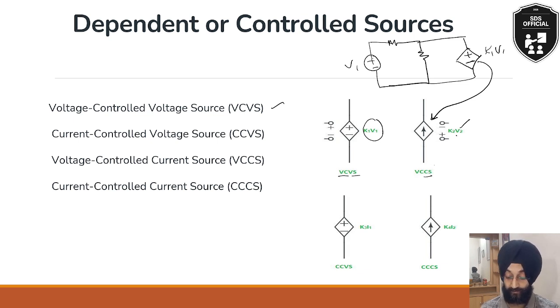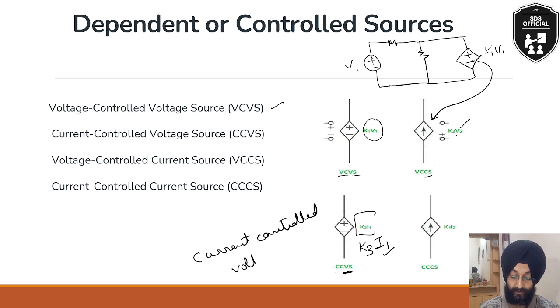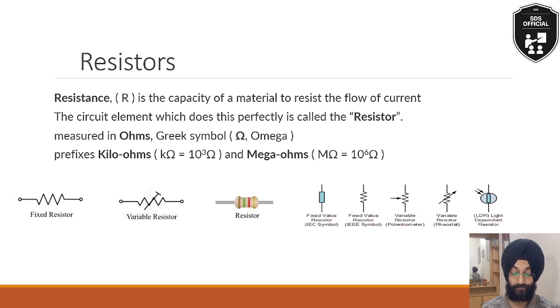Similarly, there is current controlled. So here the constant value changes. It is dependent upon K3 I1, and the symbol between this square box is positive and negative. So that means it is a voltage source, but is dependent upon current. So it is a current controlled voltage source. Similarly, there is a current controlled current source. This arrow tells us. So I hope you would have understood these notations.